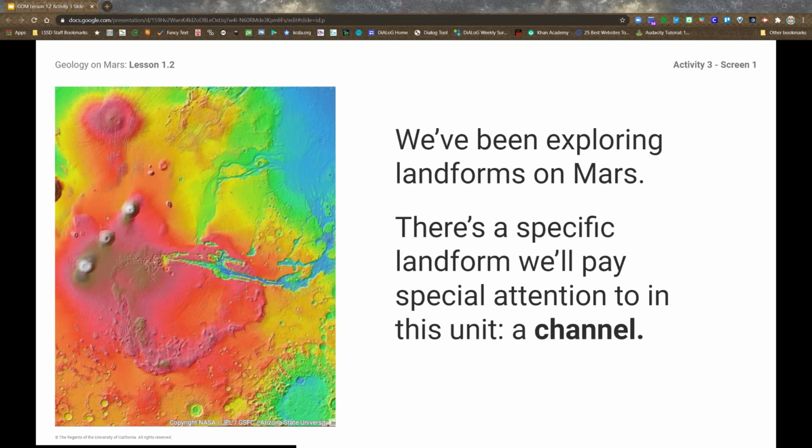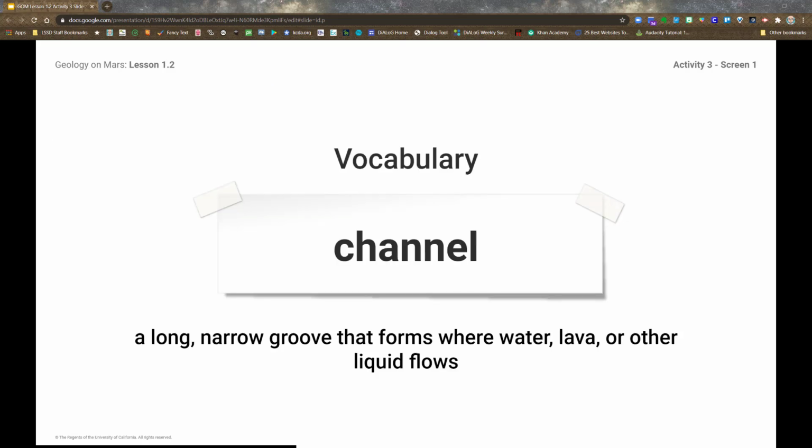We've been exploring landforms on Mars. There's a specific landform we'll pay special attention to in this unit, a channel. Vocabulary: channel, a long narrow groove that forms where water, lava, or other liquid flows. Students, reminder to look at the glossary if you need more support. Some of you may have seen channels when exploring Google Mars.